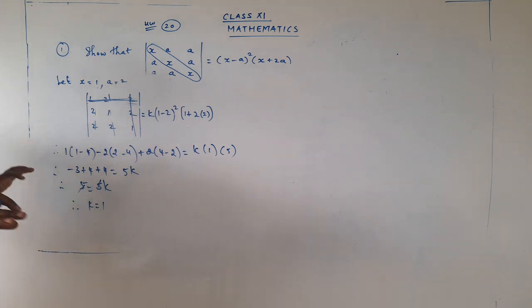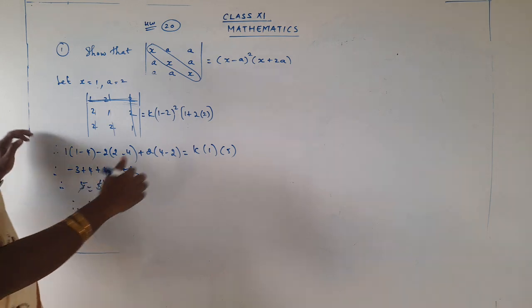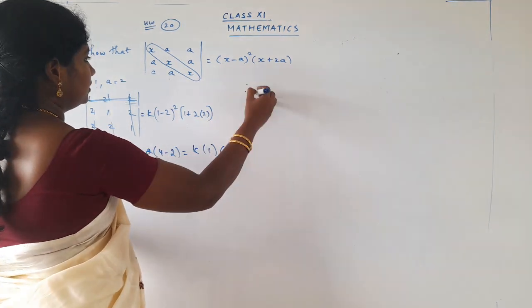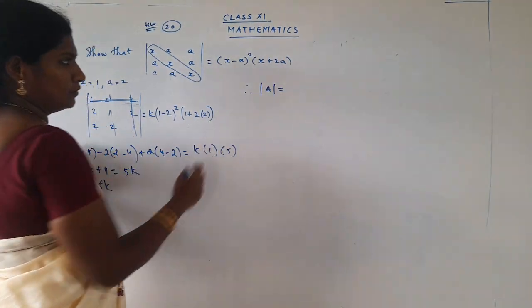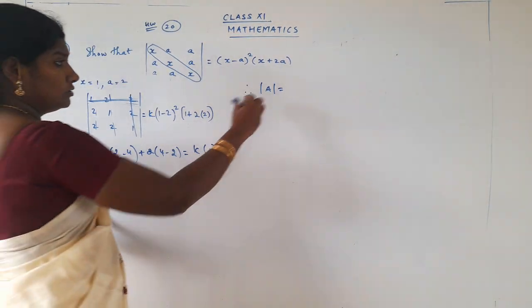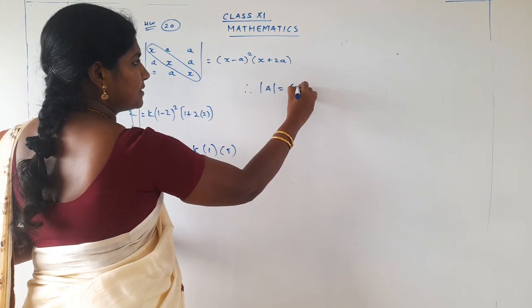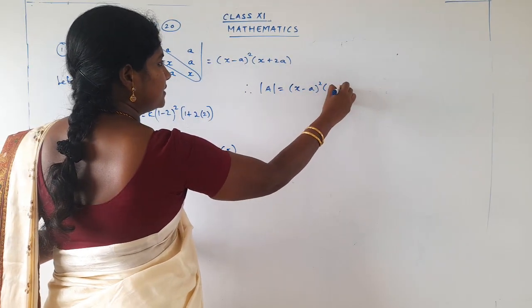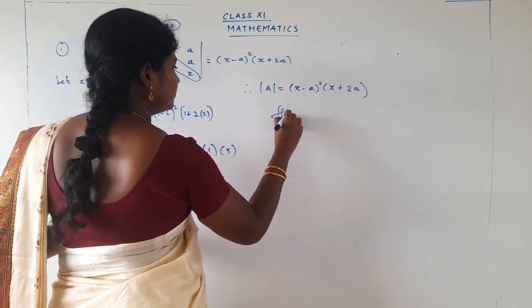So I got the answer for k as well. So I am going to replace the value for k. So I get therefore determinant of A is equal to, in place of k what are you going to put? 1. So 1 into anything will give you the same answer. So x minus a the whole square, x plus 2a. Hence true.